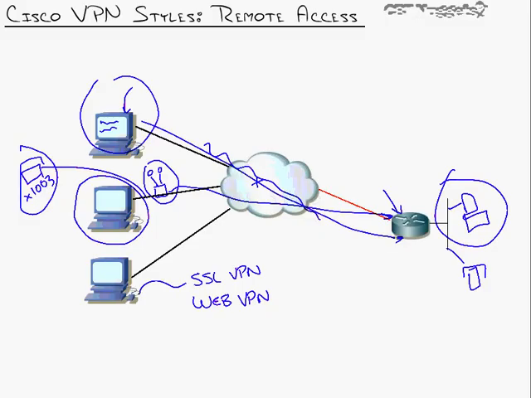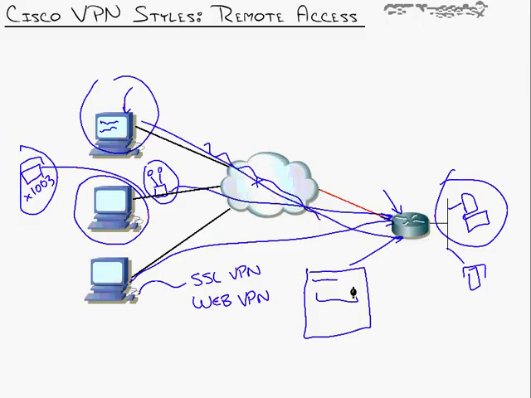So what SSL and web VPNs do is they allow this router to generate a web page. Somebody will open their PC and connect to the router, and it will display this web page, and it will say, type in your username and password. It'll have a field on there, or your token code for the minute that it's valid.